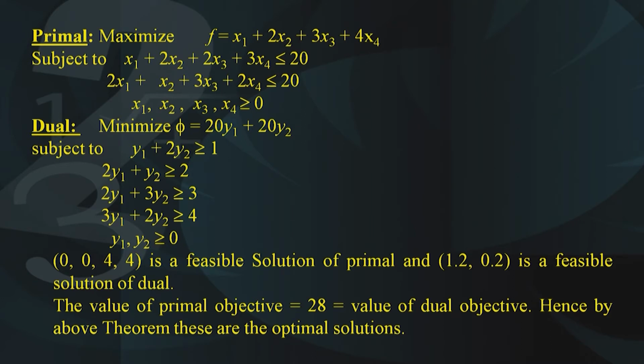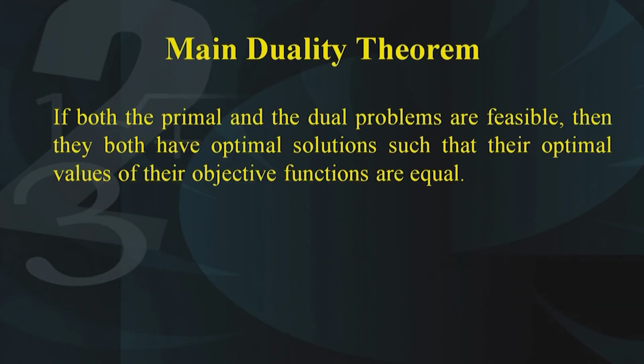Now, this is not a chance. In fact, we have got these two feasible solutions of the primal and the dual such that the objective function values of the primal and the dual are the same. Therefore, by the theorem that we have, these are actually nothing but their optimal solutions, because their objective function values are the same. Next comes the main duality theorem.